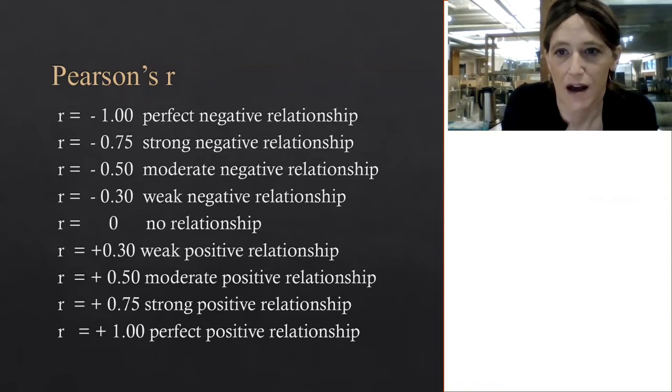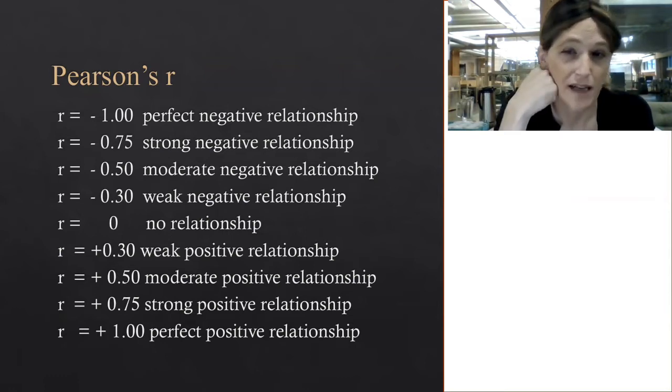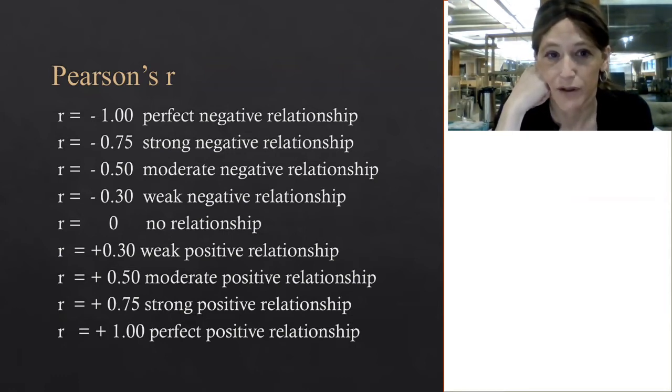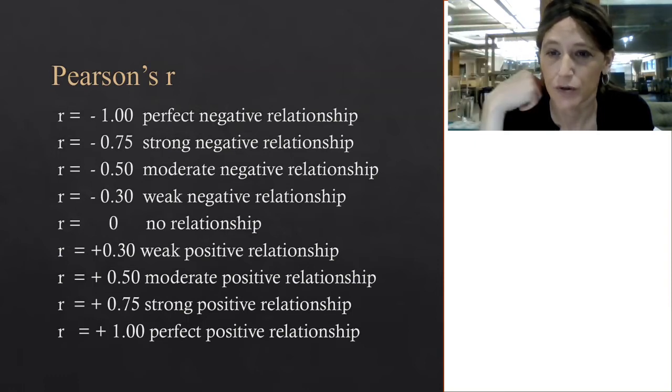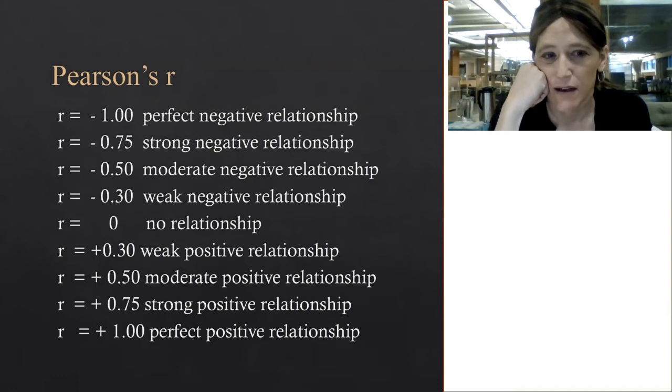So just to have this all in one place, here is how we would characterize the strength of relationships based on our Pearson's R value. -1 would represent a perfect negative correlation. Less than -0.75, approaching -1, we would say is a strong negative relationship. -0.5 would be a moderate negative relationship. -0.3 would be a weak negative relationship. At that point, we start to say that there is some correlation or some inverse correlation. Below 0.3, as we approach 0, we would say that there's no relationship.